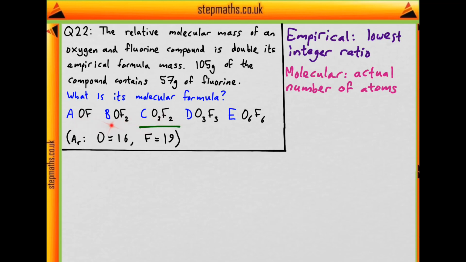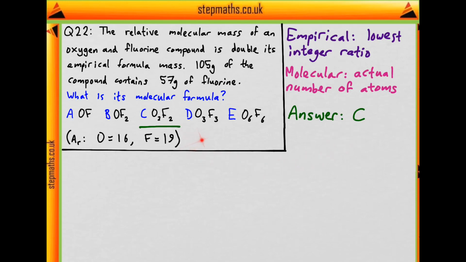But if we halve any of the others, we either get fractions, or this will be O 0.5, F 0.5, etc. And these two, well, that would give a fraction, and this would give O3F3, which isn't the lowest integer ratio, because this is just OF empirically as well. So our answer is C.